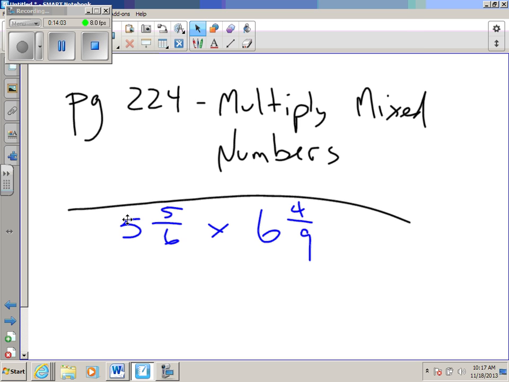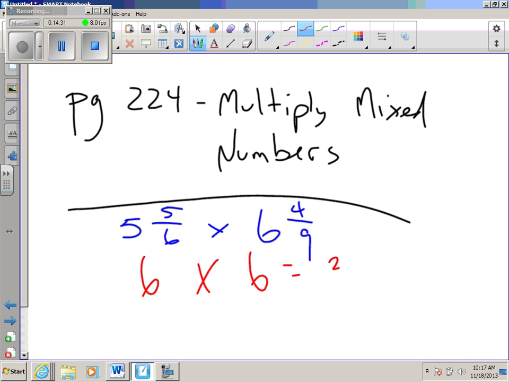Last chapter, when we rounded mixed numbers, we rounded them to the nearest whole, and we looked at the fraction and said, has to be half or bigger. 5 and 5/6 would round to 5 or 6. 6, very good. 6 and 4/9 would round to 6 or 7. How does 4/9 compare to half? Greater or less than half? Less, so it's going to stay at 6. 6 times 6, I should get something in the neighborhood of 36 when I estimate.